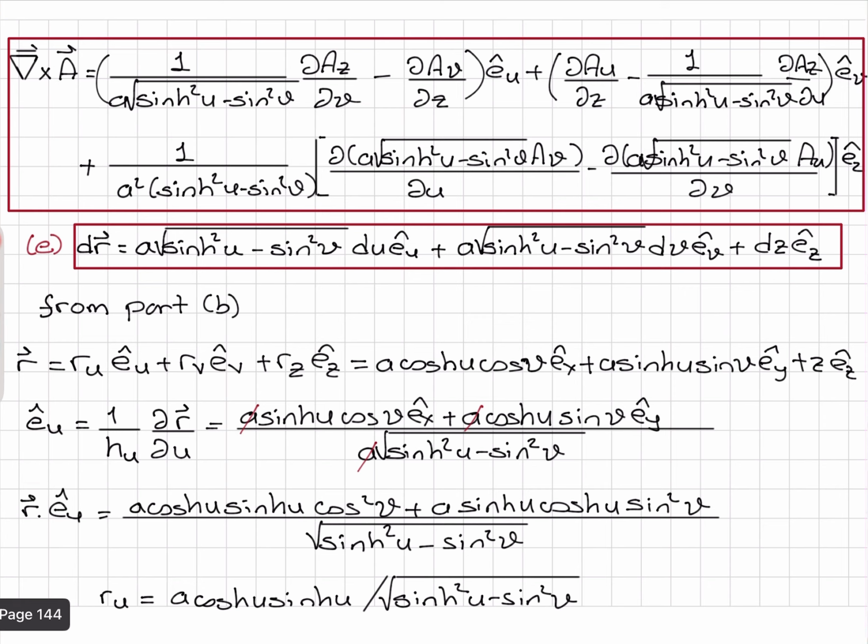Now I have to take the dot product of the position vector with eu hat to find ru, the projection of the position vector in the eu hat direction. So sine hyperbolic cosine squared, sine hyperbolic cosine hyperbolic sine squared. Sine squared plus cosine squared is equal to 1, with the a sine hyperbolic cosine hyperbolic in parentheses. So this gives me ru.